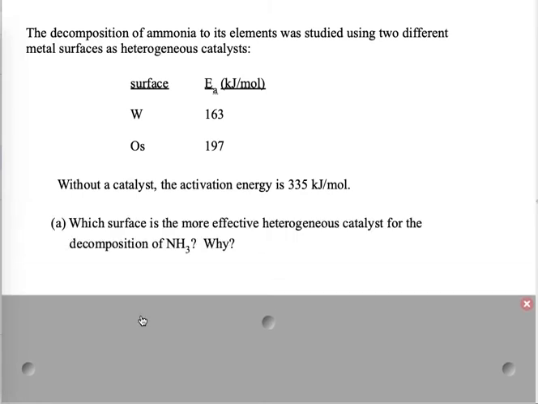So, which surface is the more effective heterogeneous catalyst for the decomposition of ammonia, and why? Well, clearly it would be tungsten, because it has a lower value of the activation energy and therefore a higher value of the rate constant. Okay? More effective catalyst makes the reaction go faster.